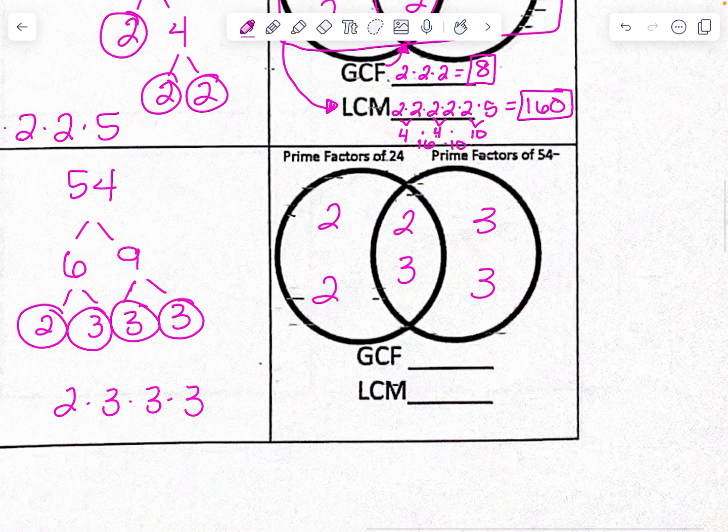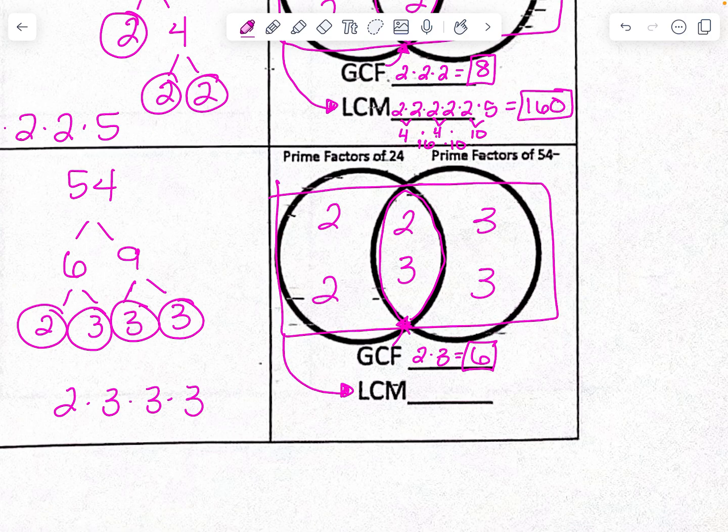So let me go back to find the GCF. Again, that's right here in the middle. We're going to take 2 times 3, which equals 6. And that is the biggest number, the largest number that they can both be divided by if I was trying to simplify them. Least common multiple, that's everything.